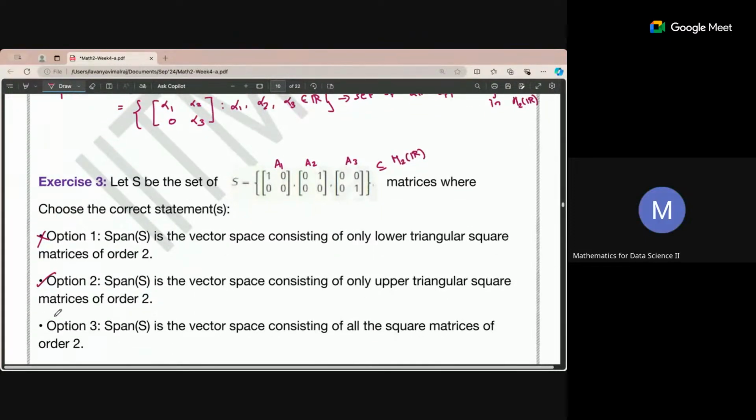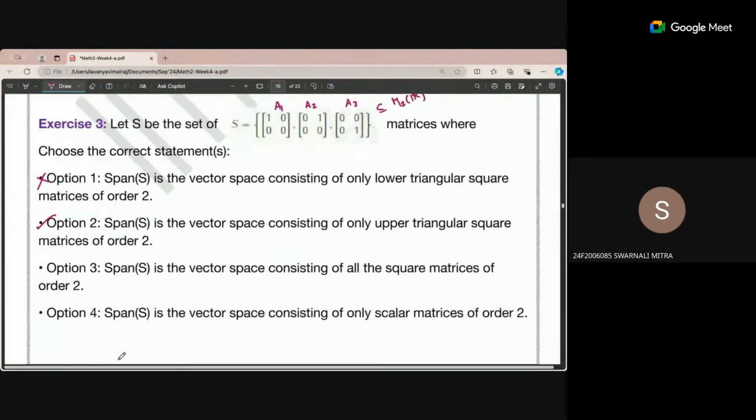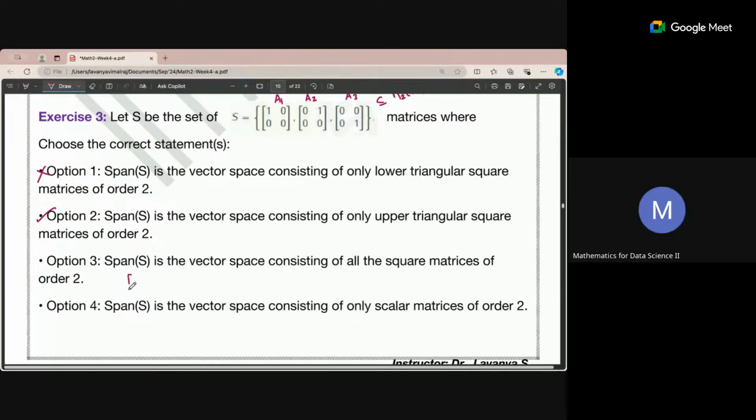What about option 3? Does the span contain all the square matrices of order 2? No, it is false. For example, the matrix 0, 1, 0, 0: is this matrix there in span of S? No, ma'am, it is not there in span of S. So this option is incorrect.